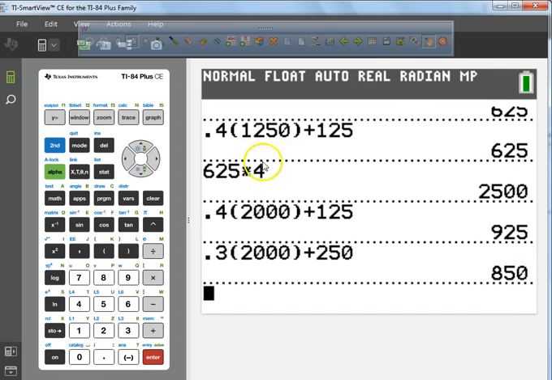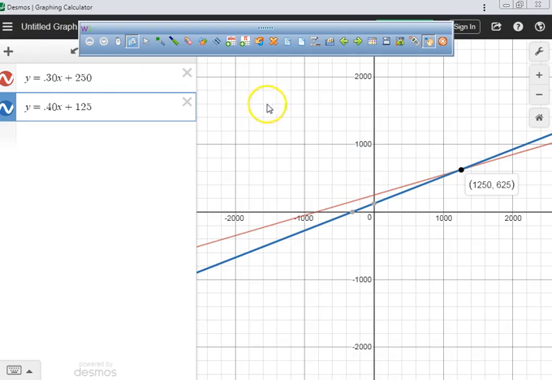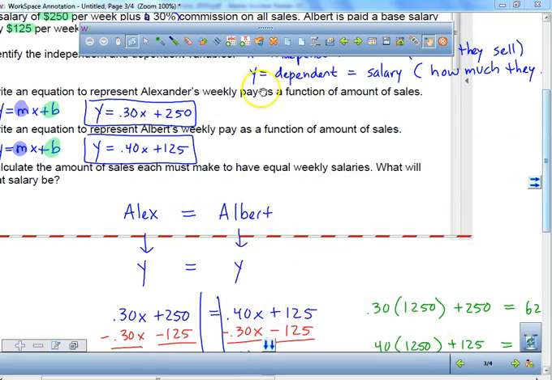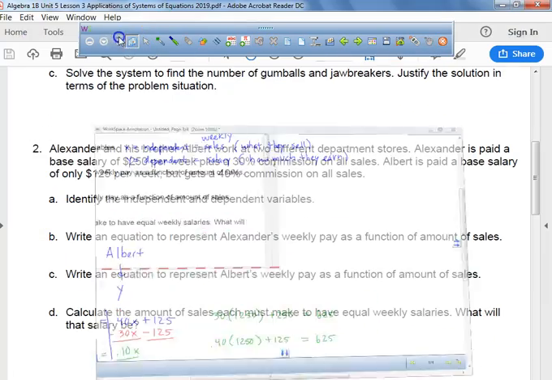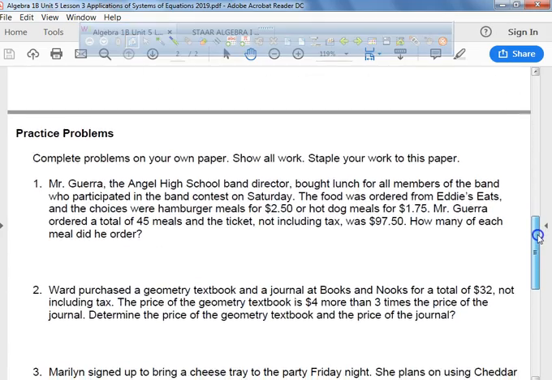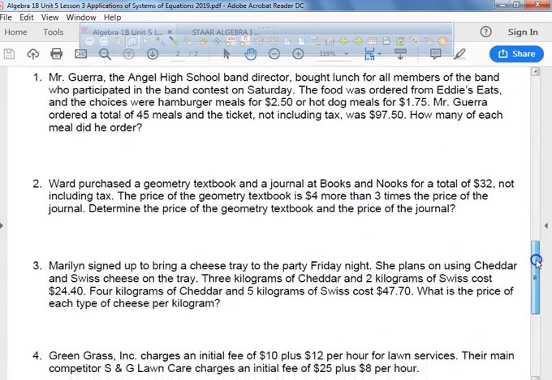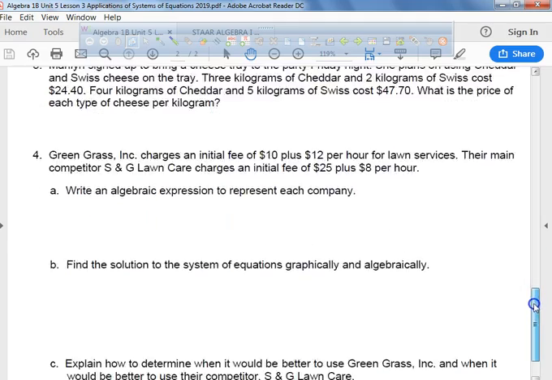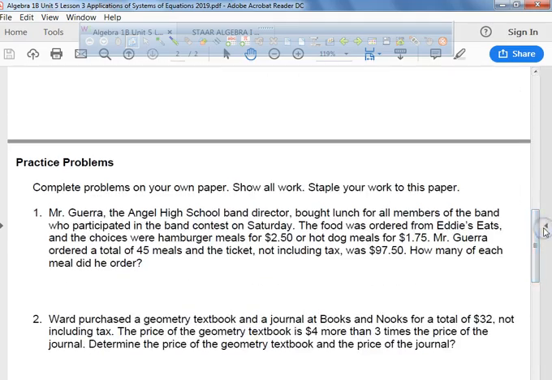Okay, so here's what I want you guys to do today. I want you to turn to the back and look at all the problems. You don't have to solve them. All I want you to do is write down the system of equations. And we'll go back and we'll check it.